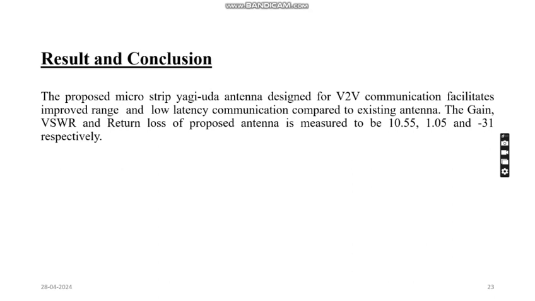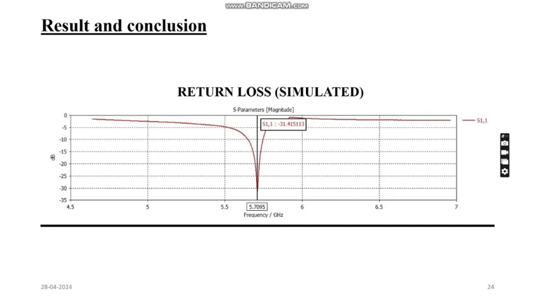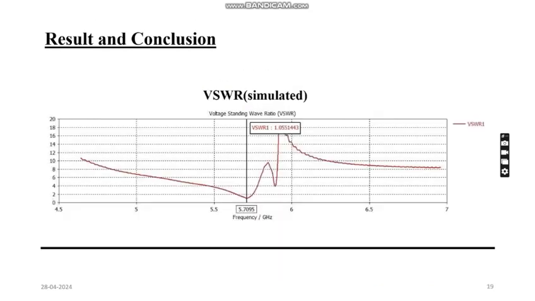The gain of the antenna is 10.5, and the VSWR is 1.05, where the return loss is minus 31. Well, this is the return loss of the simulated antenna. The operating frequency is 5.7 gigahertz. The return loss is minus 31. So again, we have reduced the return loss. And the result of the return loss and the VSWR value. The VSWR is 1.05.